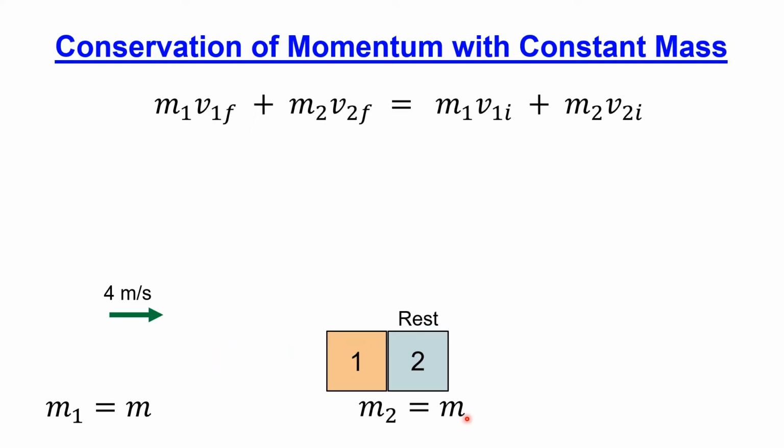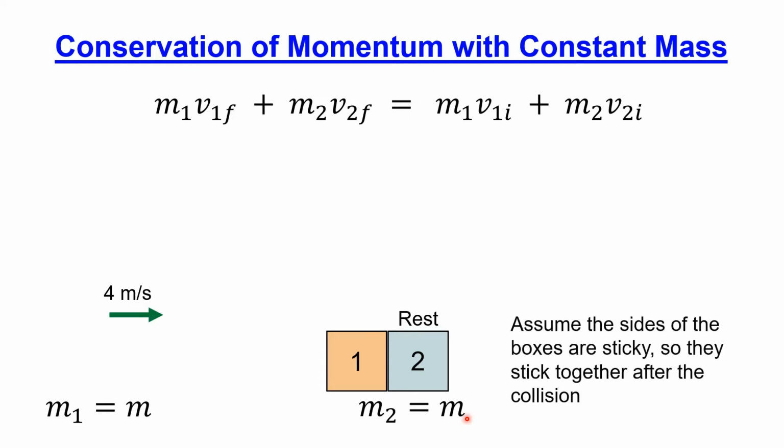I'm going to give this collision a special condition. We're going to assume that the sides of the boxes were sticky so that when they collided, they actually stuck together and they stayed together after the collision. Now we need to start plugging in our values into our conservation of momentum equation. So let's start over here with the initial values. So m1 is just mass m, m2 is mass m, so I can plug those in. And I have my velocities, so I'll go ahead and plug those in.